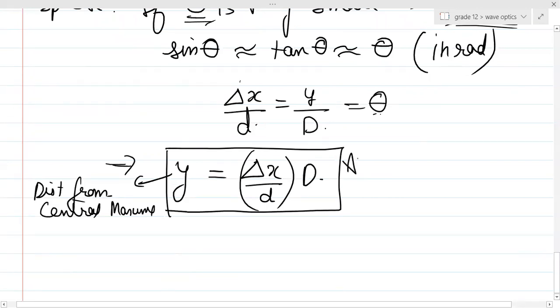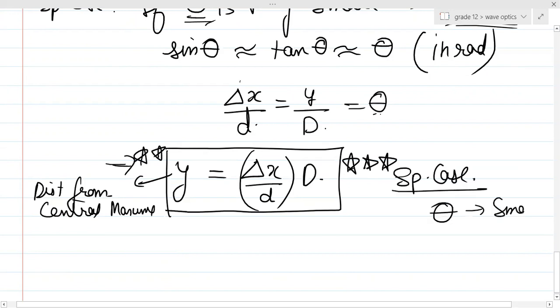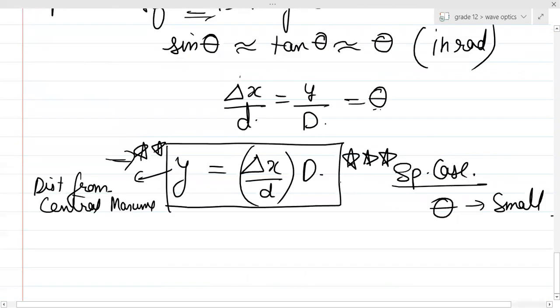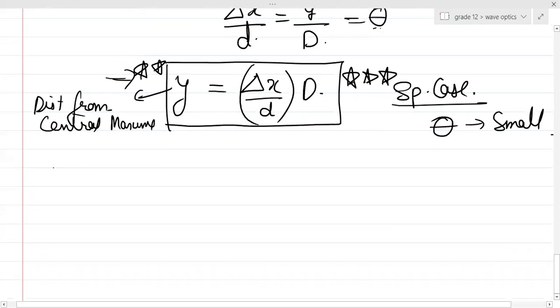Now let's see the points. This is very important by the way, but please remember this is only a special case when theta is very small. This question is on the general case, when theta is big, you can apply this. But when theta is small, you can apply directly this. Is it clear? Don't worry, I'll give you a question. You'll understand it from there. So it's okay. Now, case one.